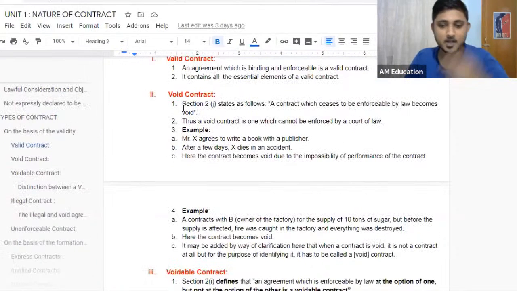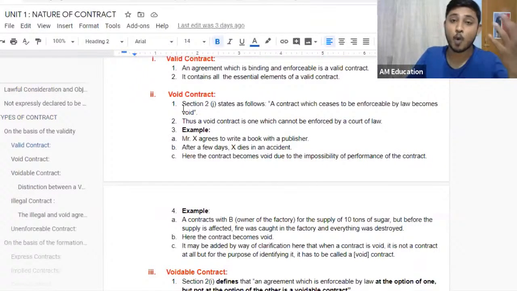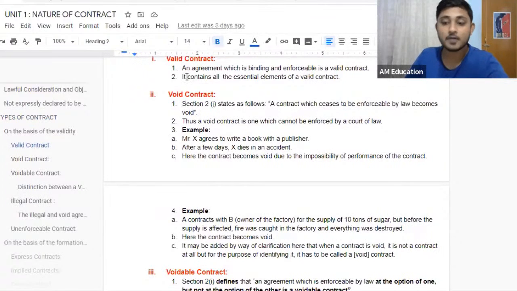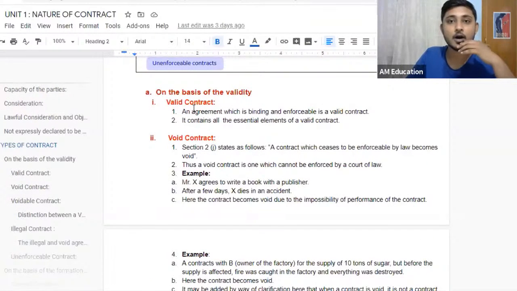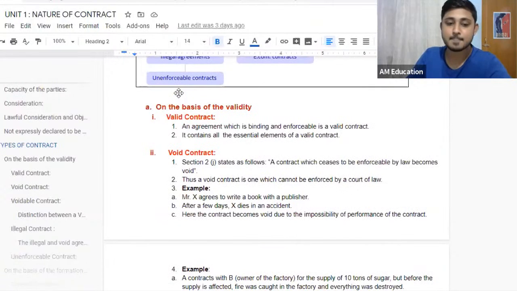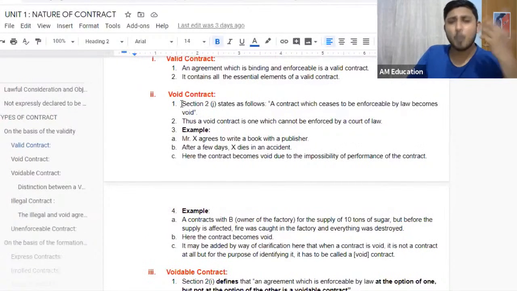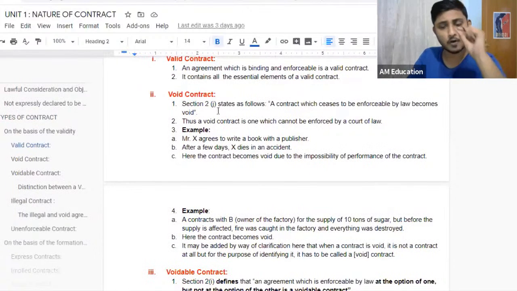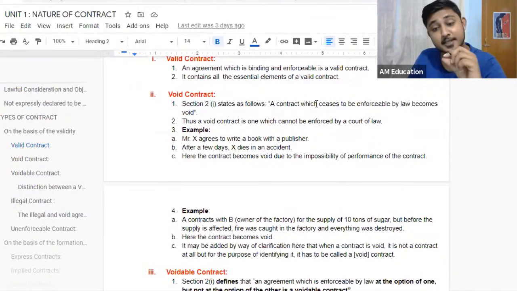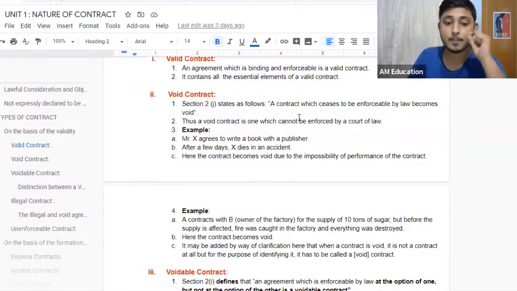Okay, and then we have void contracts. What are void contracts? A valid contract is one of the types of contracts on the basis of validity. And then we have void contracts. What are void contracts? The Act states as follows: a contract which ceases to be enforceable by law becomes void.